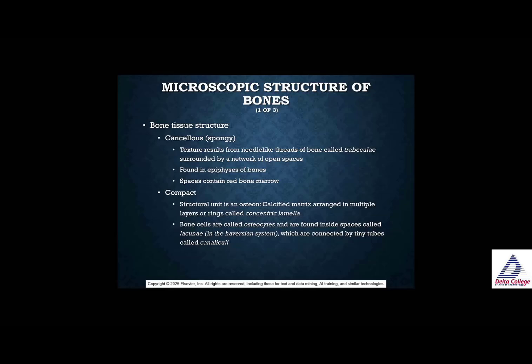Then we also have compact bone tissue or compact bone. These are structural units that are called osteons, or an osteon. This is a calcified matrix arranged in multiple layers or rings called concentric lamellae. Bone cells are called osteocytes and are found inside spaces called lacunae in the Haversian system, which are connected by tiny tubules called canaliculi.